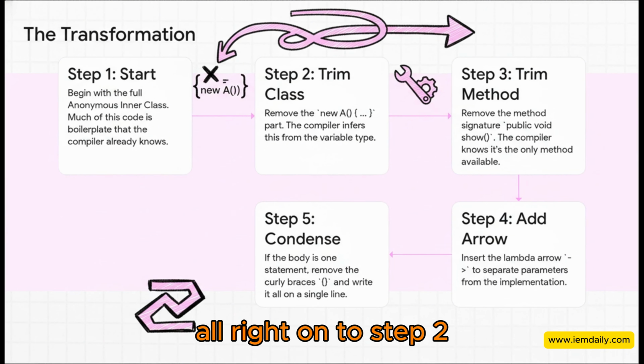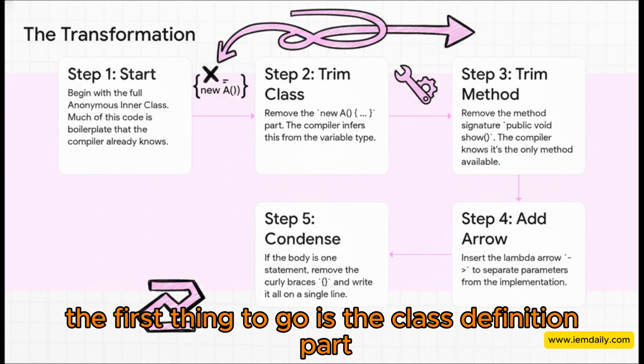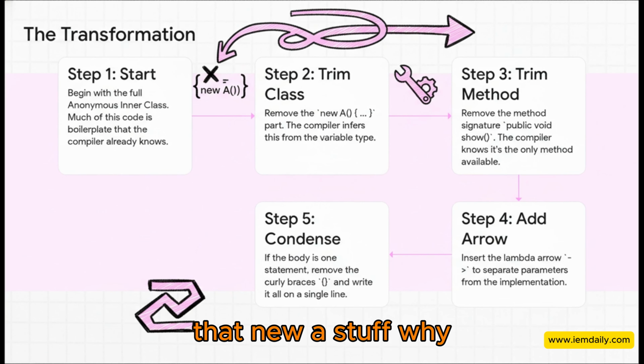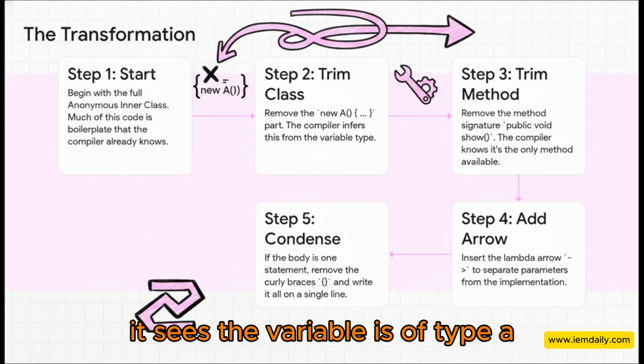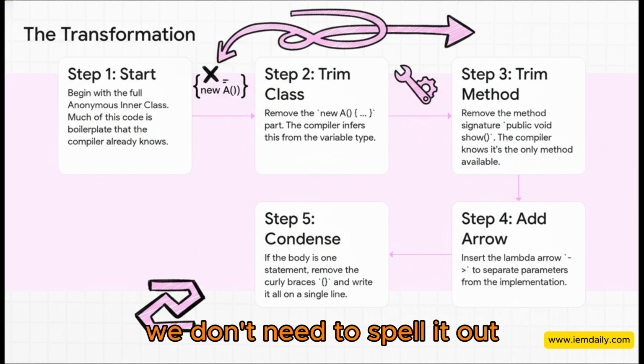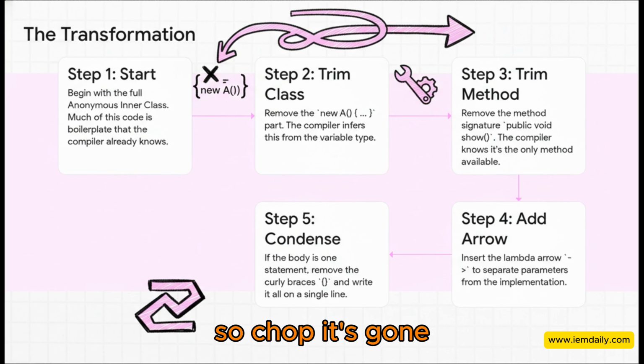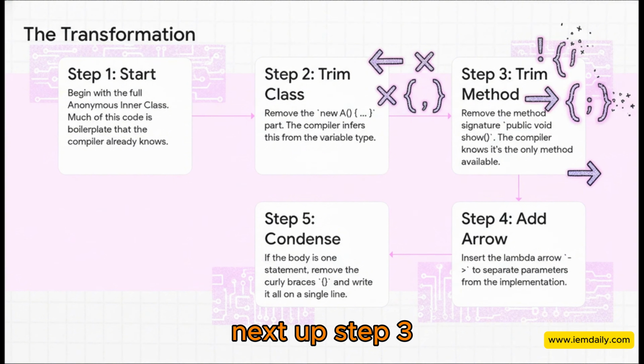All right, on to step 2. Time to start cutting. The first thing to go is the class definition part, that new A stuff. Why? Because the compiler isn't dumb. It sees the variable is of type A, so it already knows what's up. We don't need to spell it out. So, chop. It's gone.